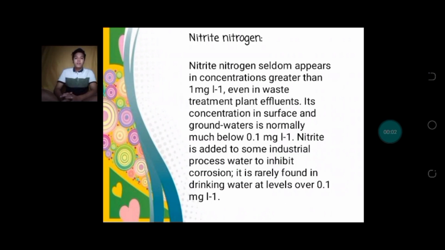Nitrite nitrogen. Nitrite nitrogen seldom occurs in concentrations greater than 1 mg L-1, even in waste treatment plant influence. Its concentration in surface and groundwaters is normally much below 0.1 mg L-1. Nitrite is added to some industrial process water to inhibit corrosion. It is rarely found in drinking water at levels over 0.1 mg L-1.